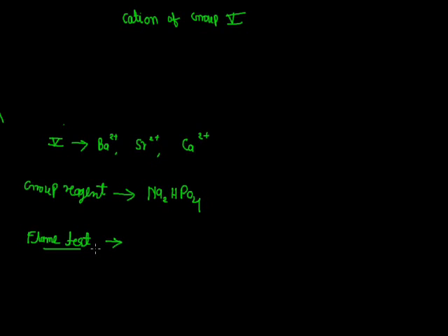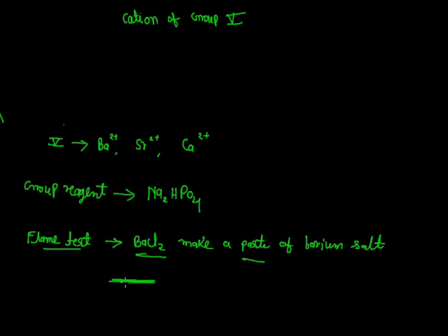In the performance of the flame test, first suppose we have a salt of barium. It may be barium chloride, barium nitrate, or another salt. For the flame test, the salt of barium is dissolved in the minimum amount of HCl to make a paste of the barium salt, and after that this paste is applied on the glass rod. Suppose this is a glass rod; the paste of barium chloride, made up in HCl, is applied on this glass rod.